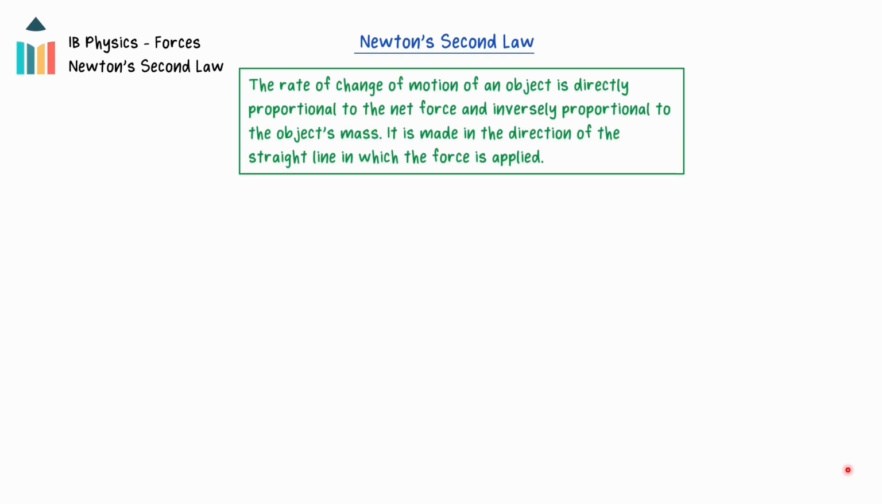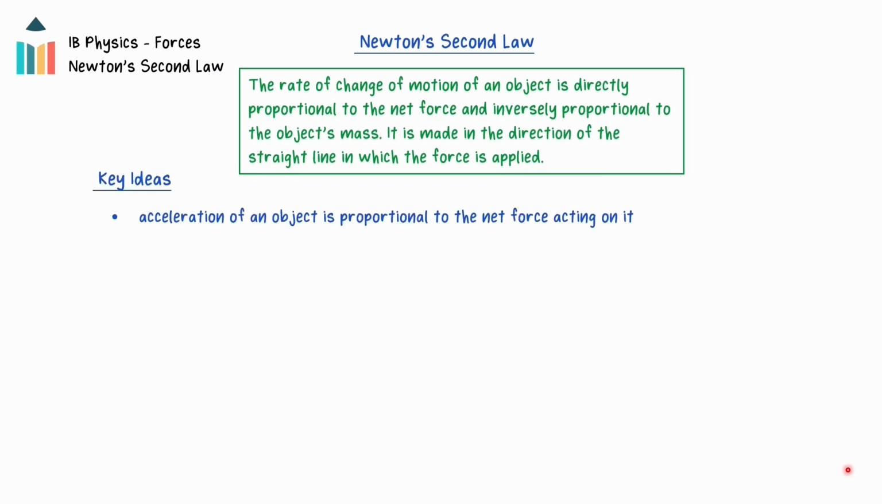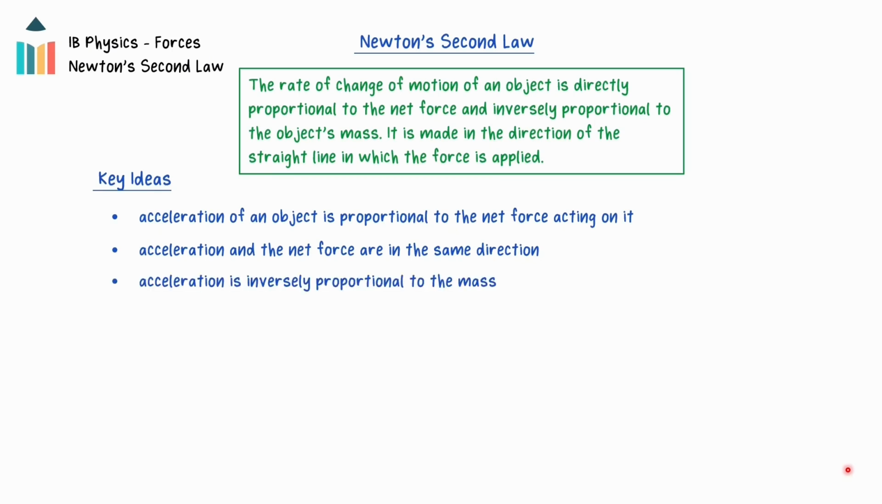Newton's second law states that the rate of change of motion of an object is directly proportional to the net force and inversely proportional to the object's mass. It is made in the direction of the straight line in which the force is impressed. The key ideas are that the acceleration of an object is directly proportional to the net force that's acting on it, and that the acceleration and the net force will be in the same direction. The resulting acceleration will be inversely proportional to the object's mass.